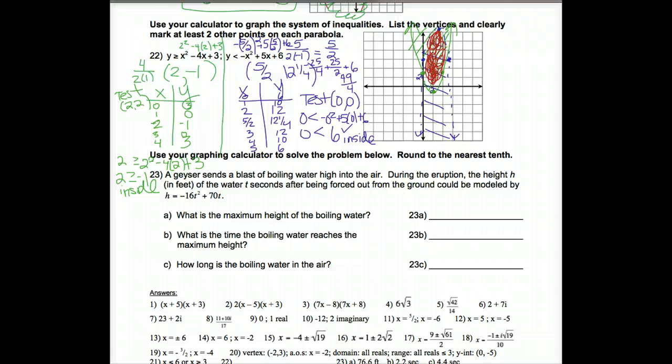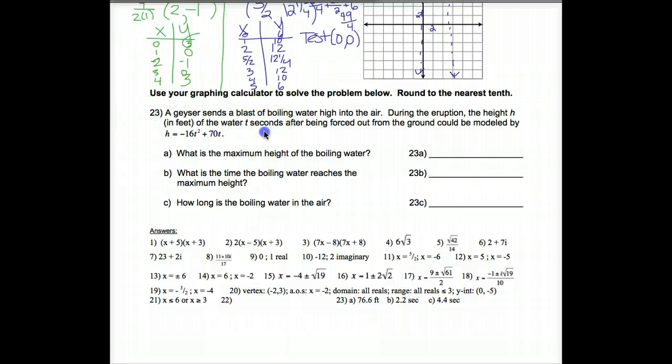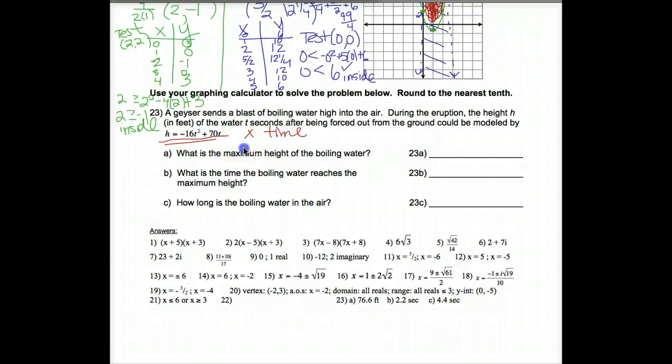All right, very last one. This is all in your graphing calculator. So in your graphing calculator, graph this equation. Obviously, you're going to be using x for t. And remember that the most important thing on these ones is what your variables stand for. So your x is time. Your y is height. That's important because if it's asking for a height, you know it's asking for a y coordinate. If it's asking for a time, you're looking for an x coordinate.